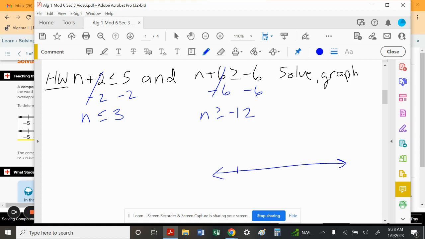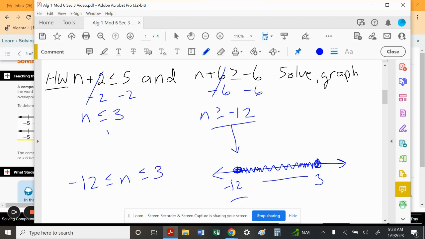So here is my negative 12. I know that we have a closed circle there because of that equal sign there. And then on the other end, I have 3 all the way over here. That also has a closed circle. Notice that for greater than, it goes to the right, and for less than, it goes to the left, which is correct. So therefore, it has to be between. So that means I could rewrite this as negative 12 is less than or equal to n, which is less than or equal to 3, just by looking at that right there. Okay, and that's how I can rewrite that one.